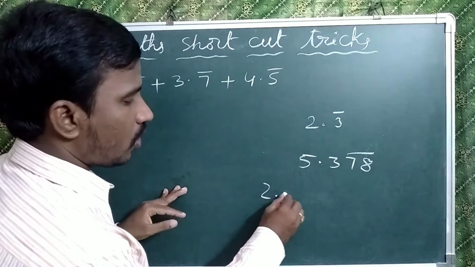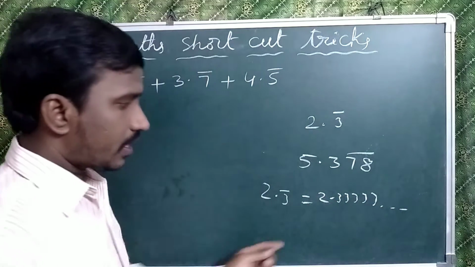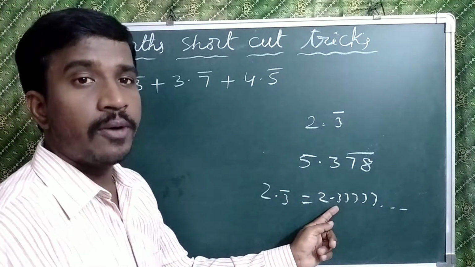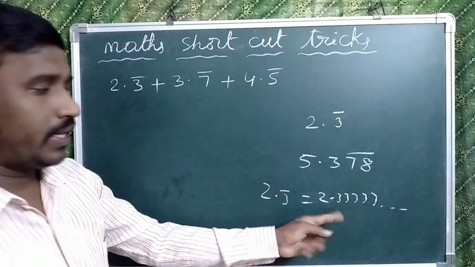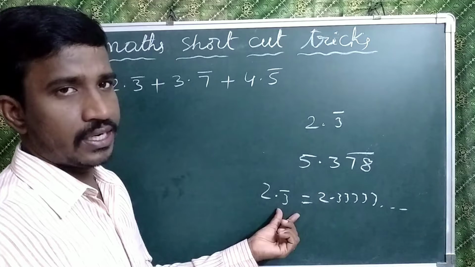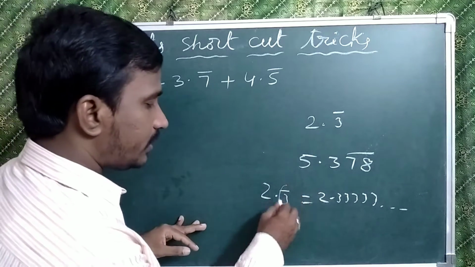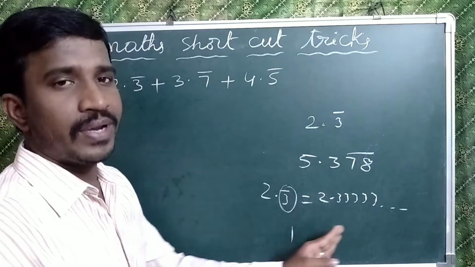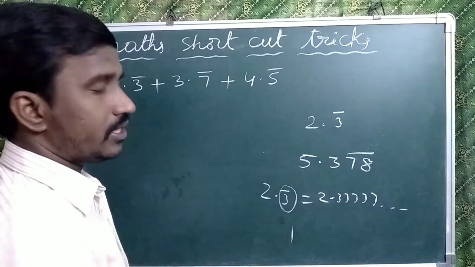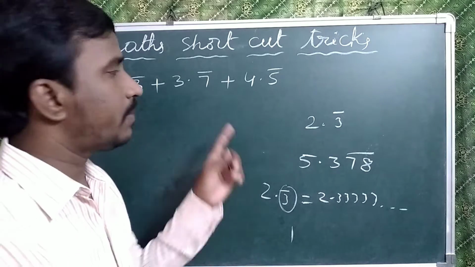So 2.3 bar means 2.3333 and so on. Here 3 is repeated, that's why 3 is called the period. But how many digits are repeated? Only one digit is repeated, that's why the periodicity is one. But which number is repeated? 3 is repeated, that's why 3 is called the period. Okay, now let's check our shortcut method.